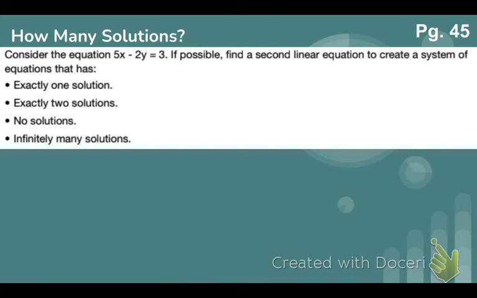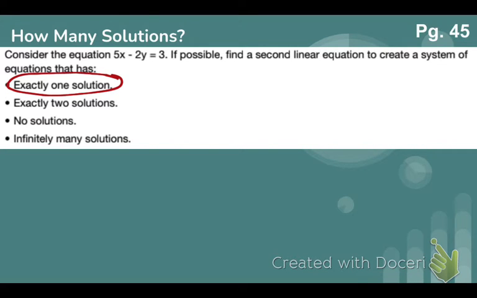Okay, thank you. So it says consider the equation 5x minus 2y equals 3. If possible, find a second linear equation to create a system of equations that, number one, has exactly one solution. So what does it mean when a system has exactly one solution? It has one answer. It's an ordered pair.